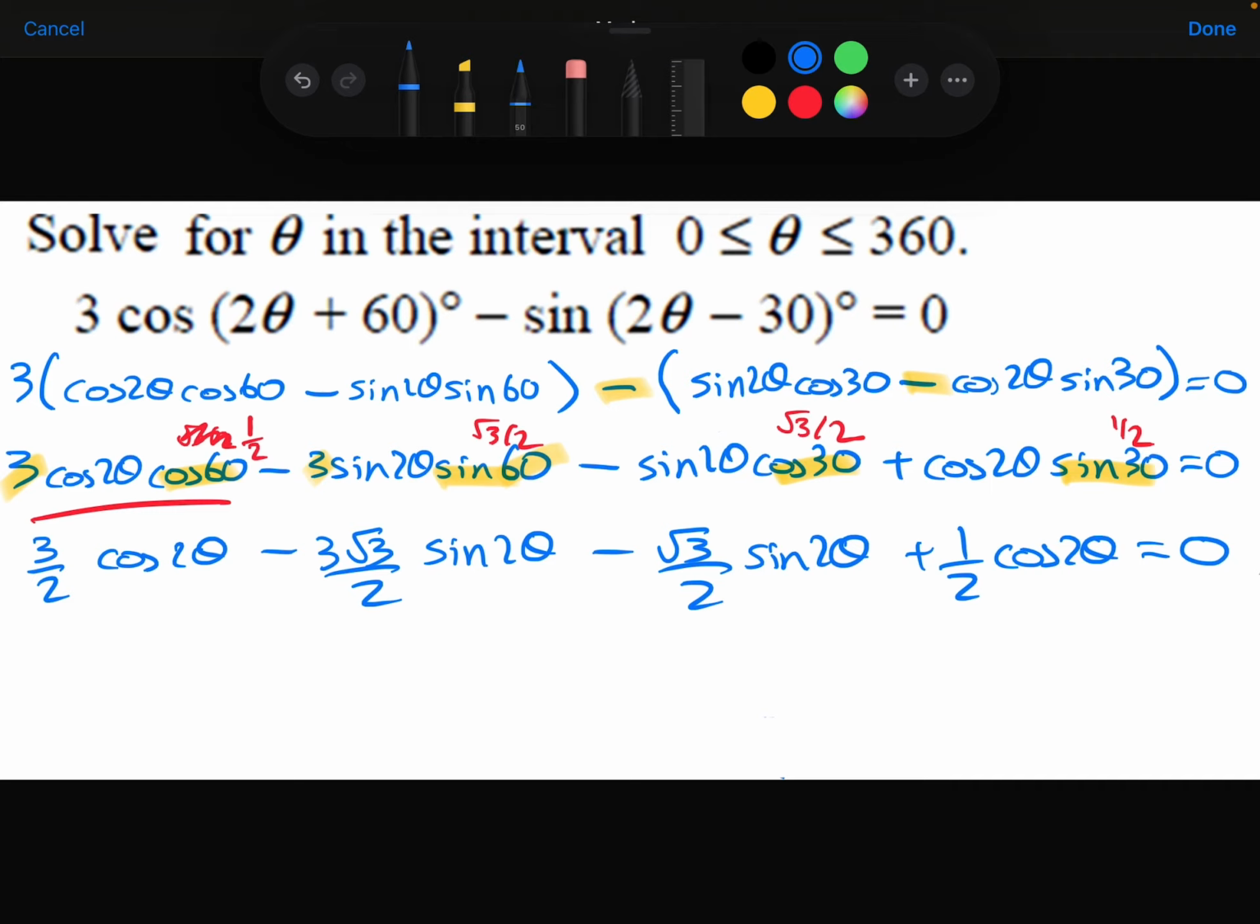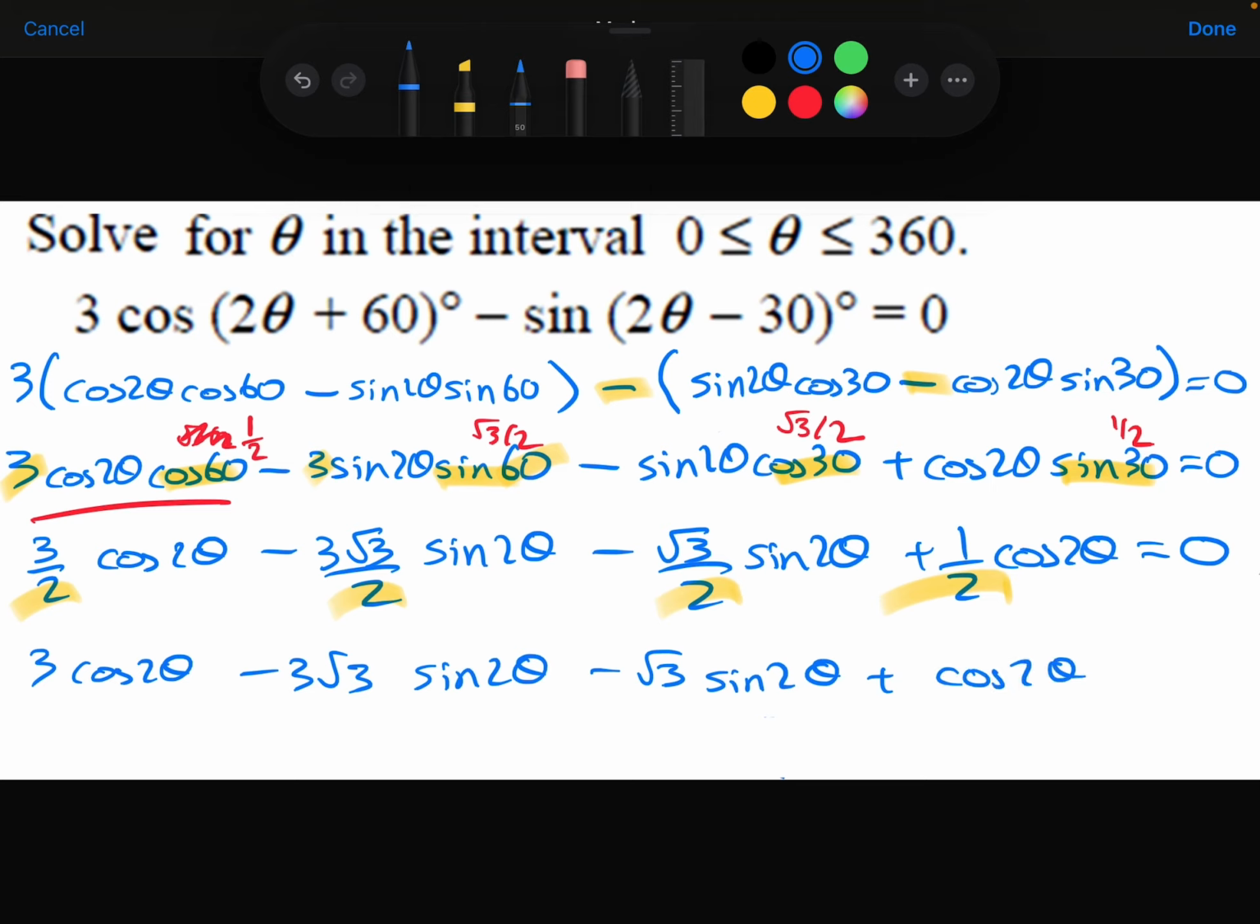Now there's a lot of 2's here. We've got a 2 on the denominator of each of these fractions. So I'm going to times everything by 2. I'm going to cancel all of those out just to make my life a little bit easier, to get 3 cos 2θ minus 3 root 3 sin 2θ minus root 3 sin 2θ plus cos 2θ.